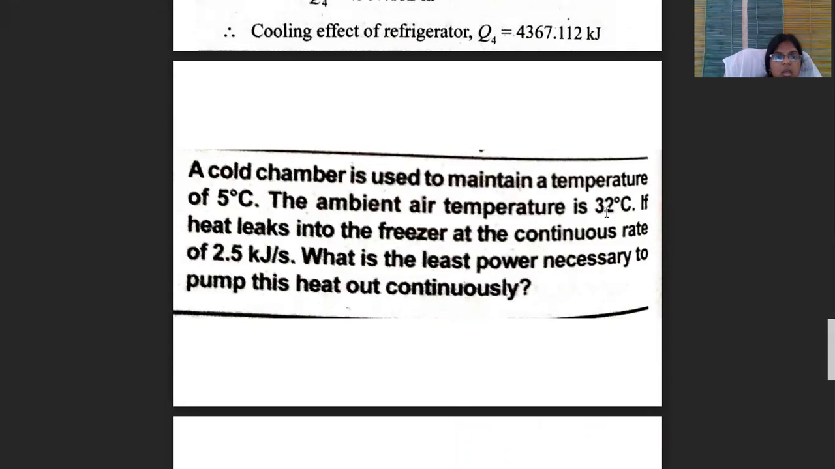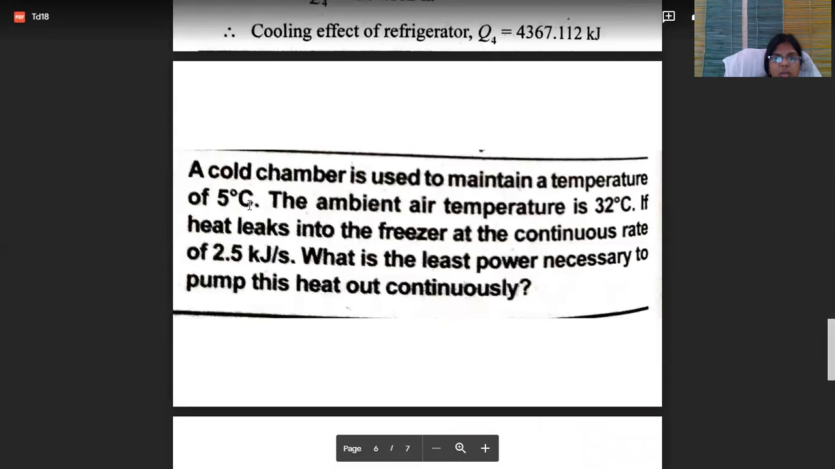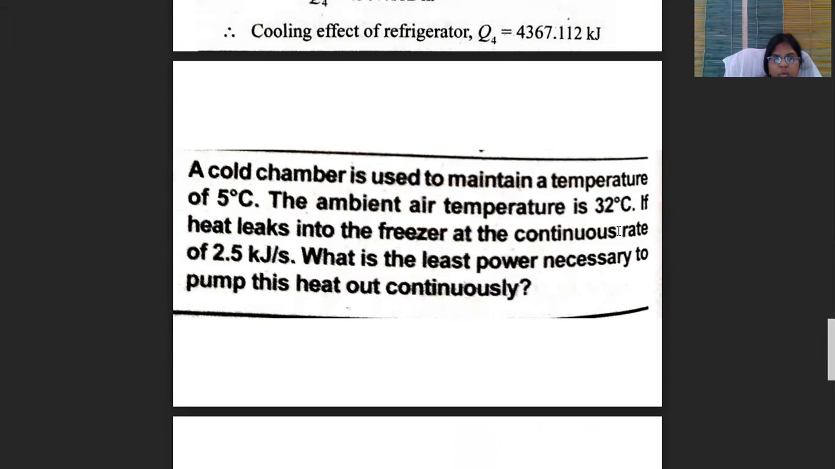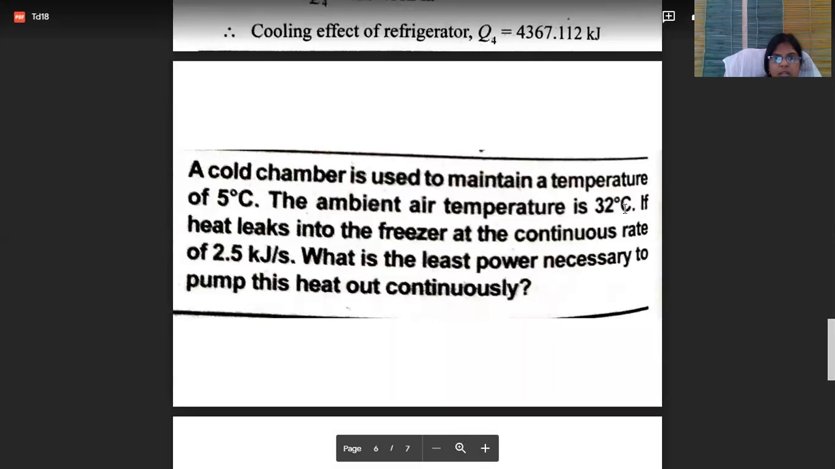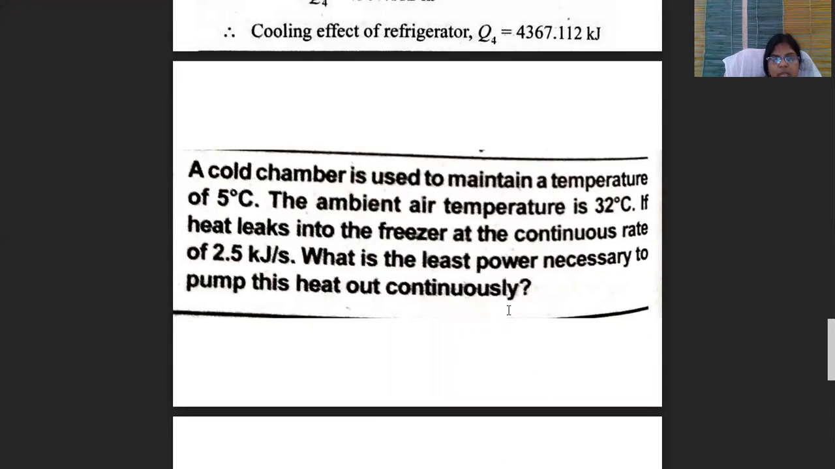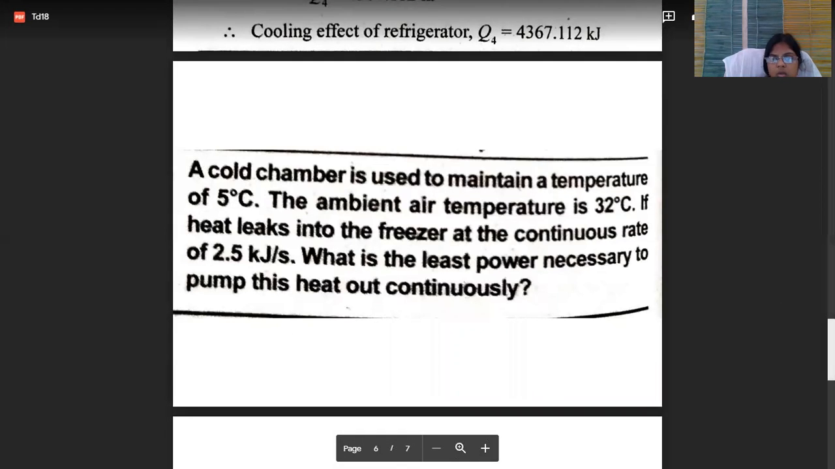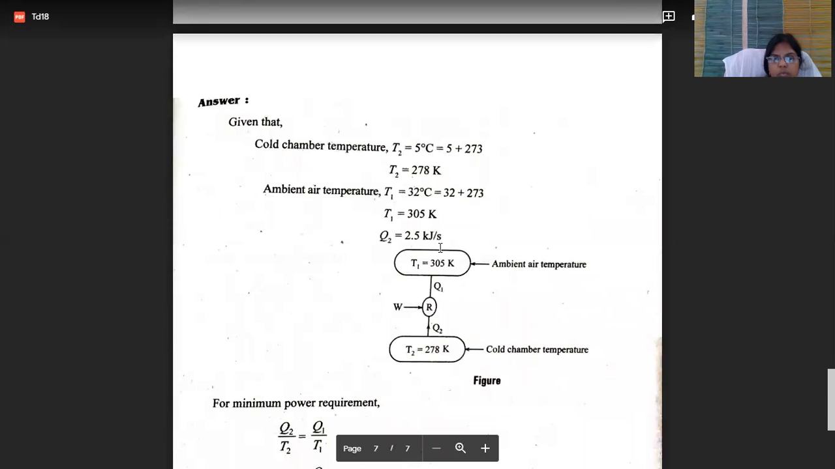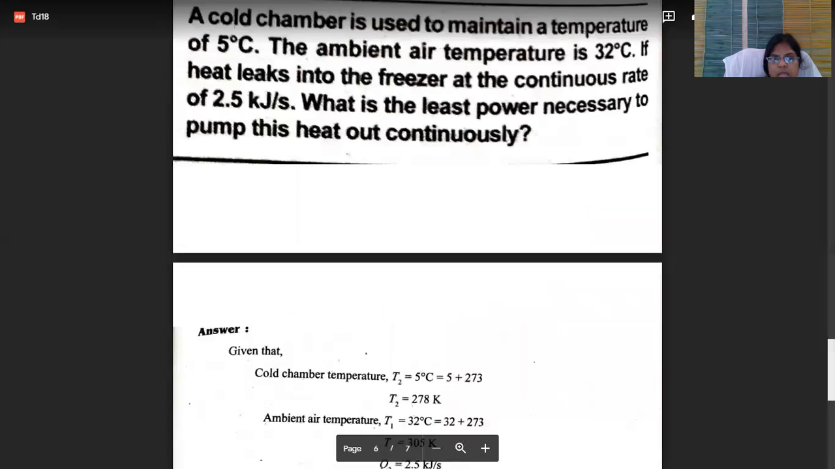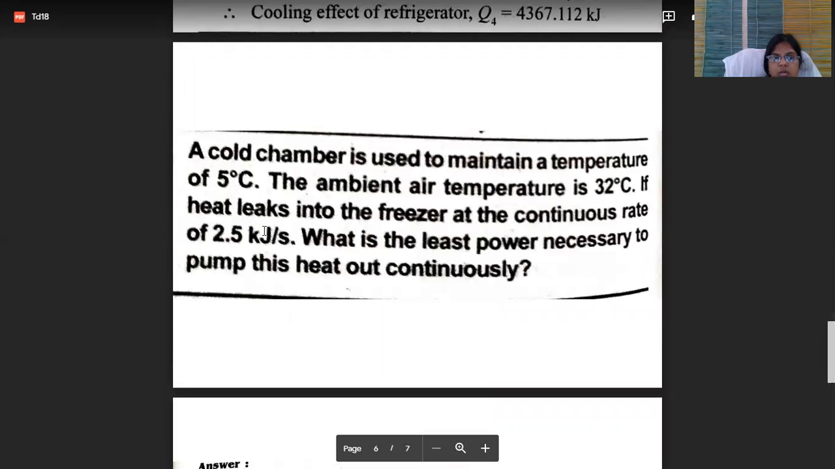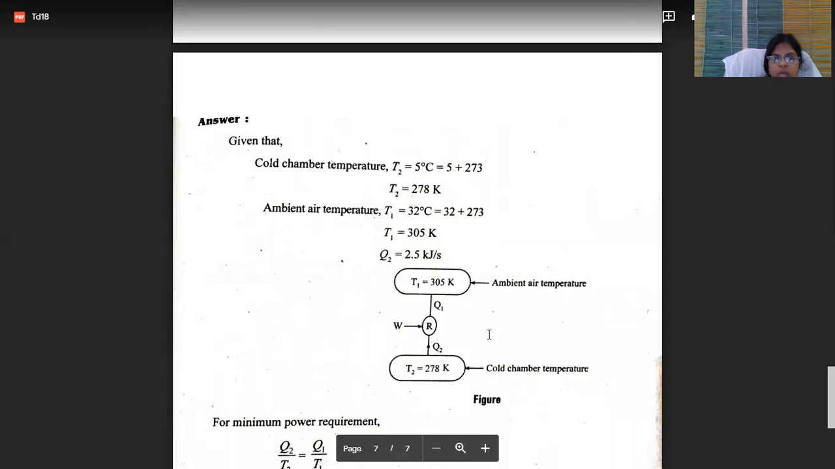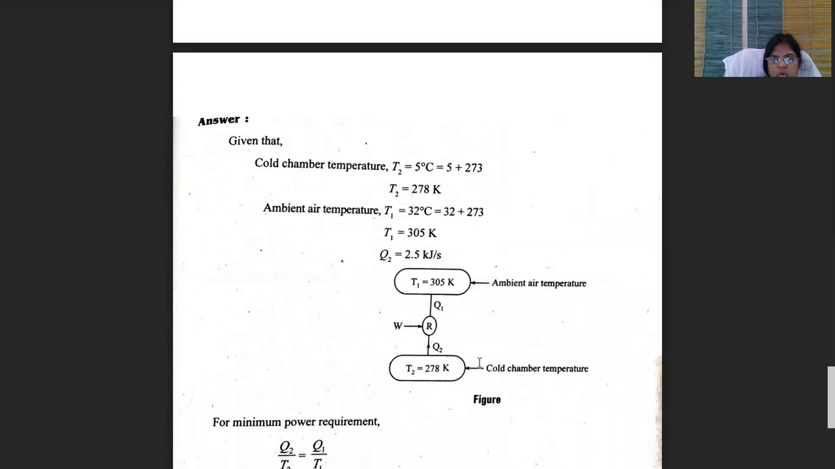Here the cold temperature, which means the lower temperature, and the higher temperature are both in degrees centigrade, so we will convert them into Kelvin. So 5 plus 273 and 32 plus 273 give us the values in Kelvin. And the heat leaking into the freezer at a continuous rate, that is the Q value, is 2.5 kilojoule per second. That is the Q2 value.